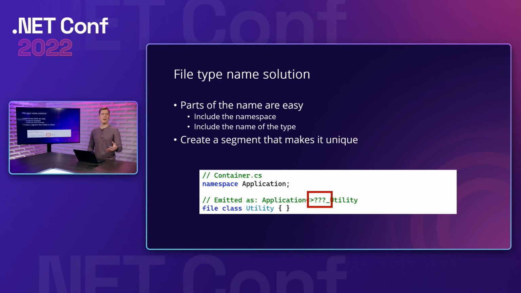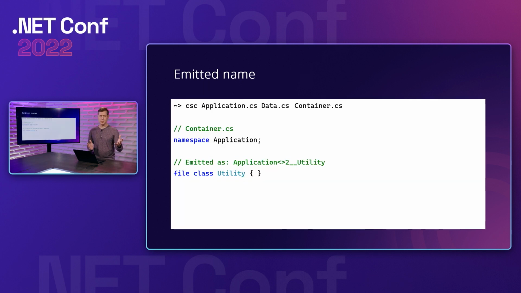So instead of using the path of the file, why don't we just use the index to where it was passed to the compiler? So as you can see here as an example, when we compile this simple program, we have 3 files, application, data, and container. Container is the 3rd file, so it has index 2, and we can just use that as that unique little segment there. And that works great. That actually solves all of our problems that we talked about earlier. We now have names that are local, unique to the file, and we have a way to implement this feature.